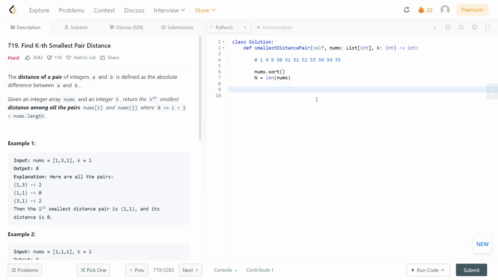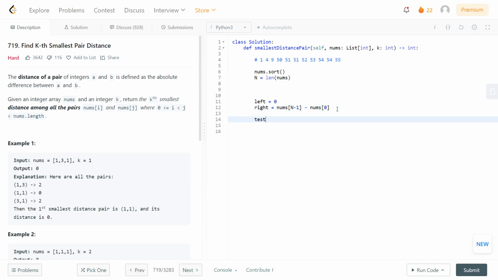And so let's have left be 0. So that's the smallest distance, and right is equal to nums of n minus 1, or maybe better is n minus 1, right now nums of n minus 1 minus nums of 0. Okay, so I have left and right, and now I need to.